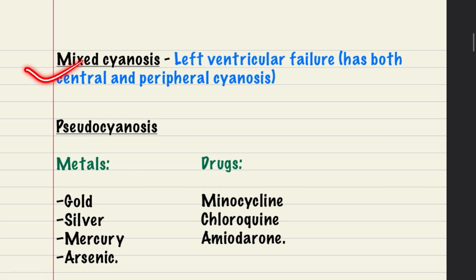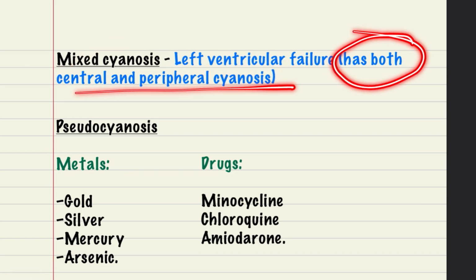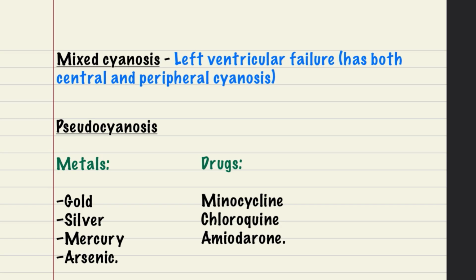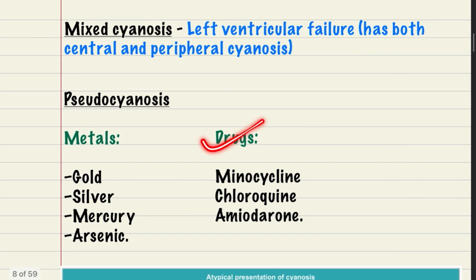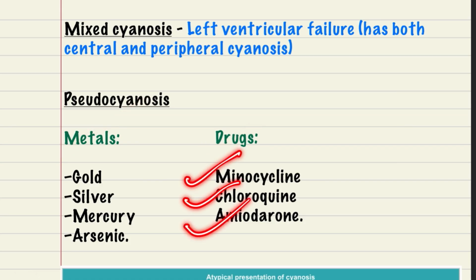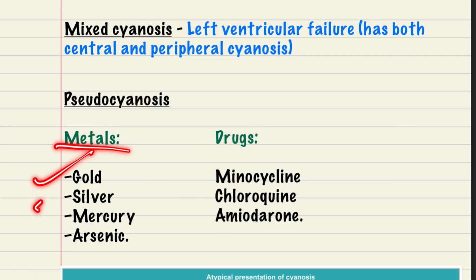Then we have the mixed cyanosis, which is left ventricular failure, in which you can appreciate both the central and the peripheral cyanosis. Also, we talked about the pseudocyanosis, in which there is no increased deoxygenated hemoglobin, but still you can see the cyanosed bluish discoloration. These conditions are due to drugs or due to metals. For the drugs you have minocycline, chloroquine, amiodarone, and in the metals you have gold, silver, mercury, and arsenic.